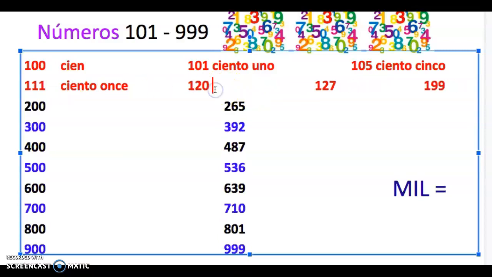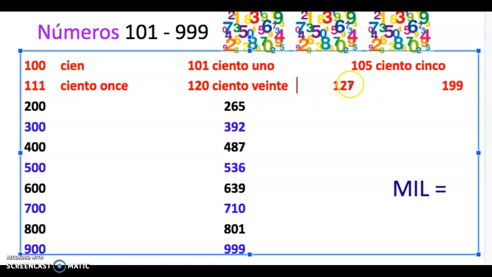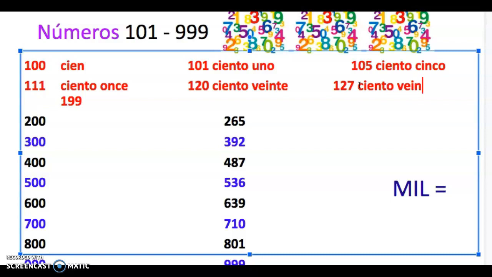What about 120? Try it. If you put ciento veinte, you are correct. 127. Now here you will be able to use your E because you have a veinte y siete. Here you have something between the tens and the ones, so you're allowed to use the E. And what about 199? Ciento noventa y nueve. Again, you have 90 and 9, so there you can use your E.